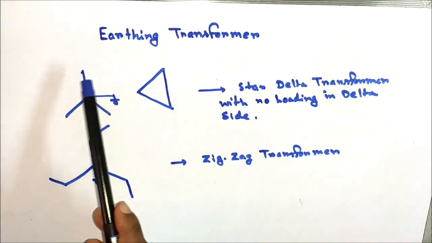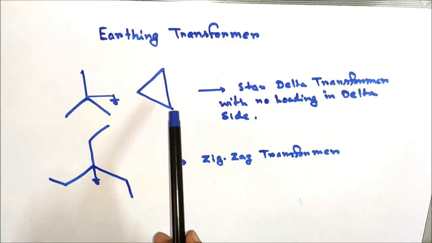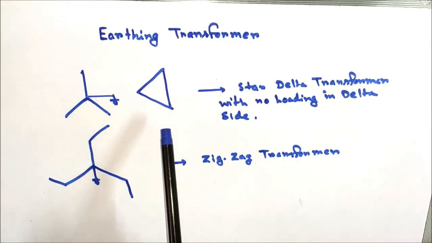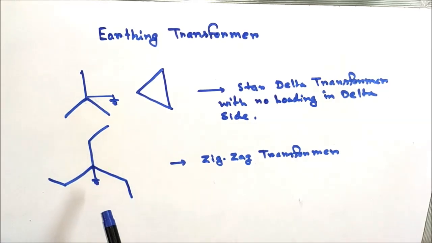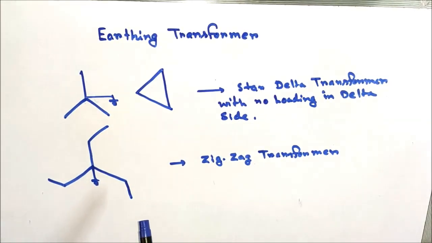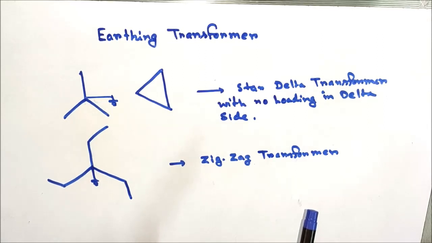In the case of the star delta type transformer, since two windings are used, it is more costly compared to the zigzag transformer. That is why the zigzag transformer is famous for providing a neutral path for a delta connected system, and it is most commonly used as an earthing transformer.